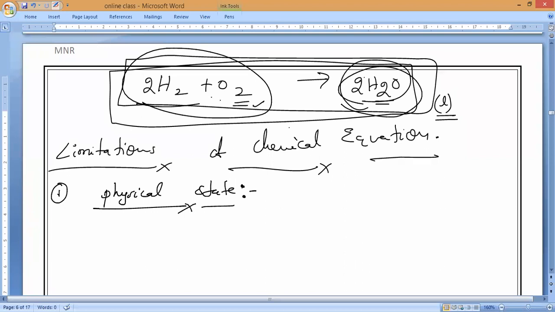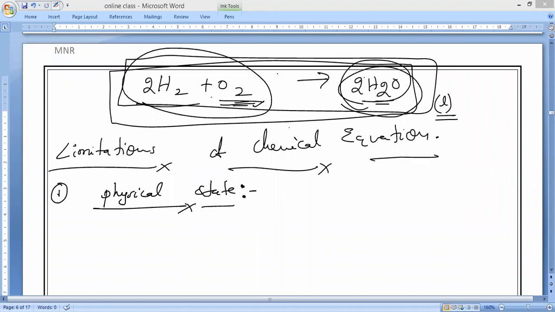If I have given a balanced chemical equation, can you find which is gas, which is solid, which is liquid, and whether it is an exothermic reaction or endothermic reaction? We cannot find it. Yes or no?